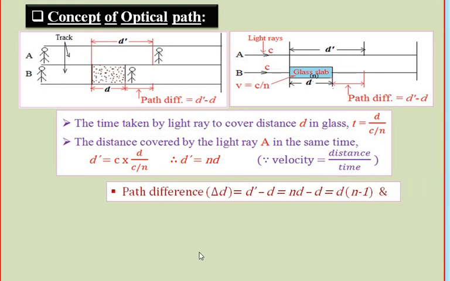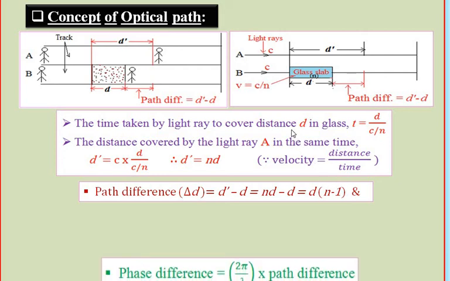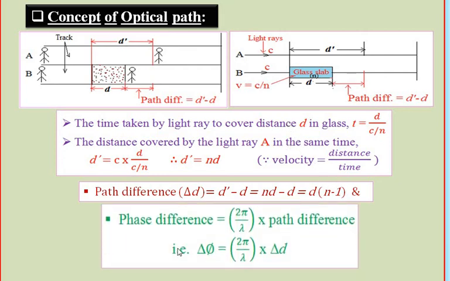The path difference is given by the relation delta d, meaning D dash minus D, which is equal to nD minus D, where D dash is equal to nD. If we put the value of D dash, nD minus D is equal to D in bracket n minus 1. There also occurs a phase difference, and the phase difference is given by the relation 2 pi upon lambda into the path difference. Therefore, delta phi is equal to 2 pi divided by lambda into the path difference, that is delta d.